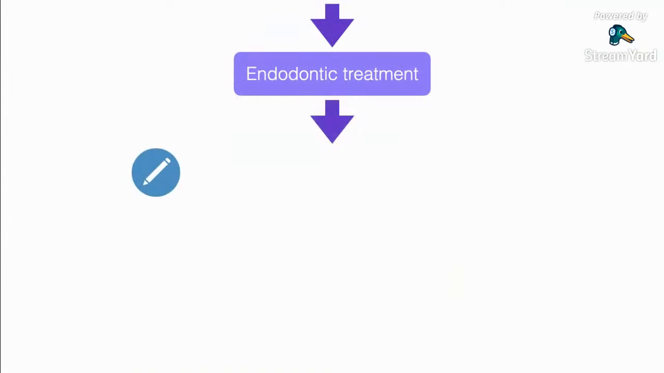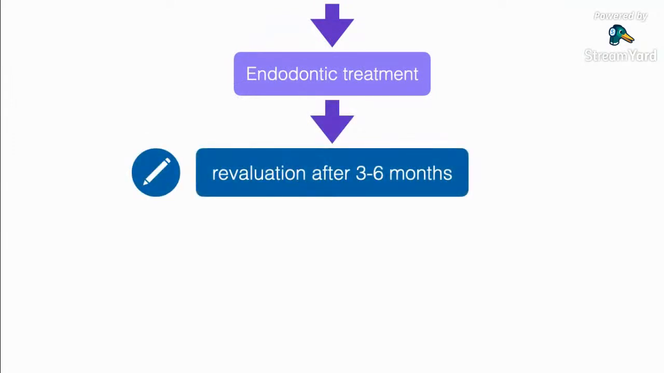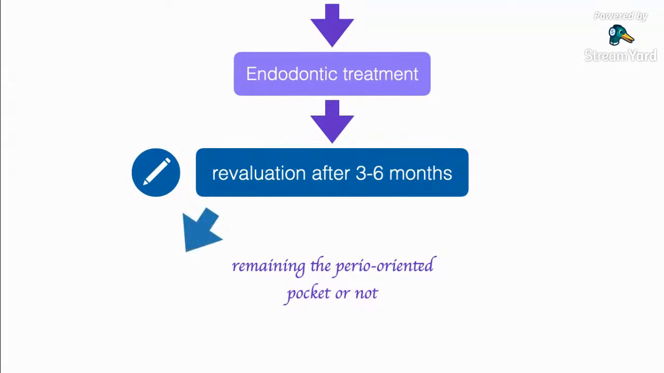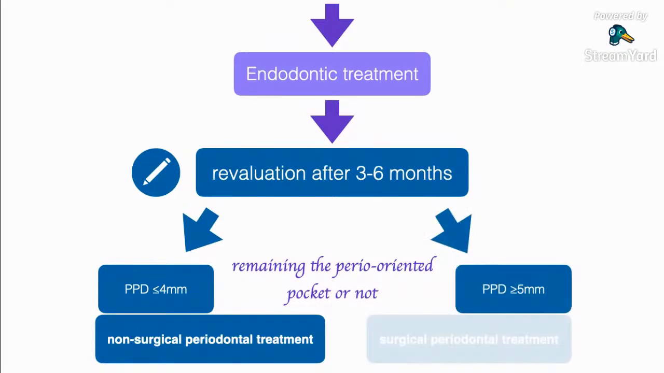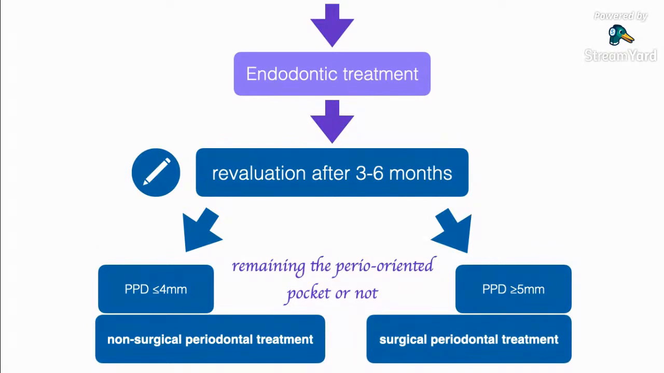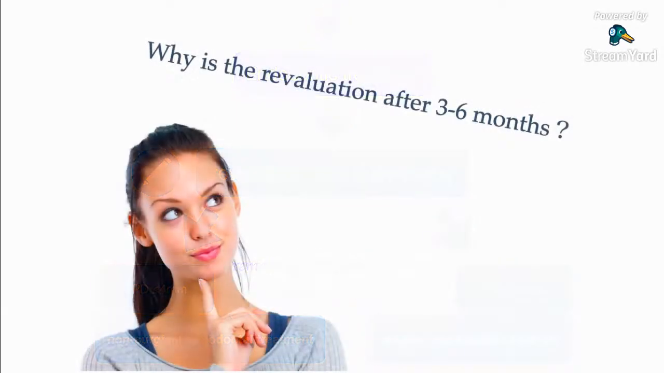And after the endodontic treatment, evaluate after 3 to 6 months, and check whether a perio-originated pocket remains or not. If the remaining pocket is less than 4 millimeters, non-surgical periodontal treatment. And if the pocket is more than 5 millimeters, we go to surgical periodontal treatment.